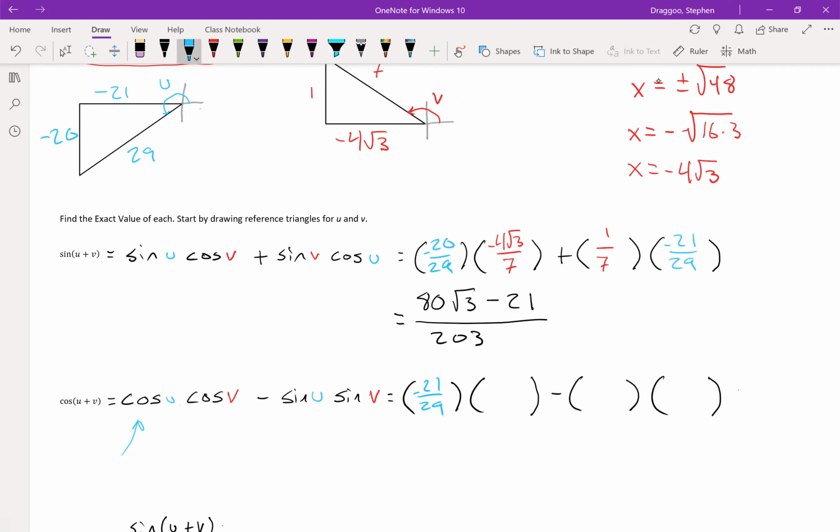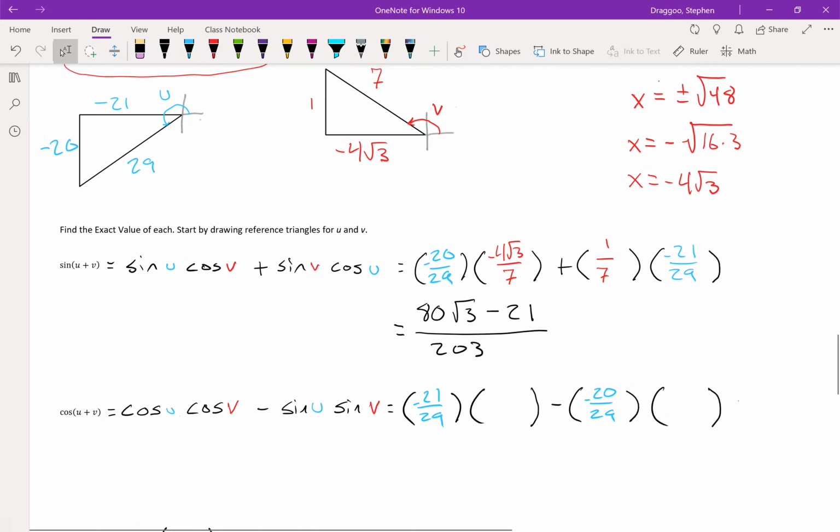And then we'll put sine U into the third slot, it's negative 20 over 29. Go to angle V, cosine V into that second slot, so negative 4 root 3 over 7, and sine V into that fourth slot, which is 1 over 7.